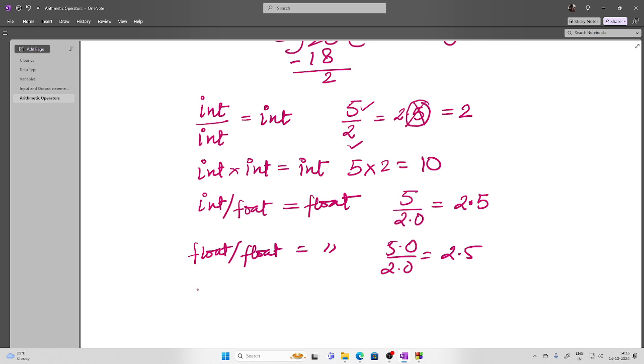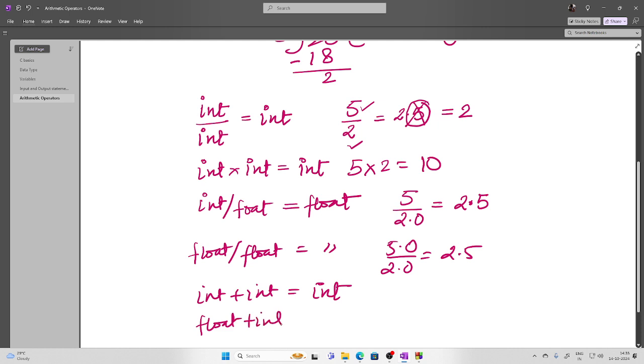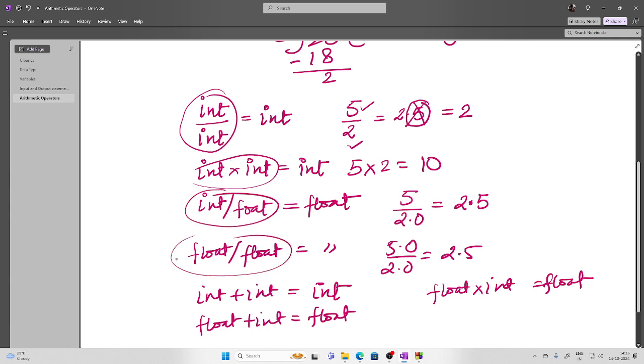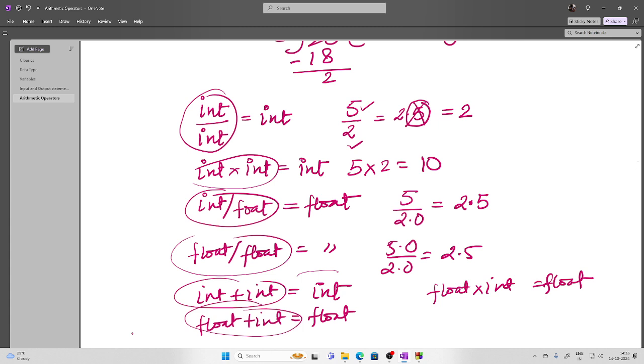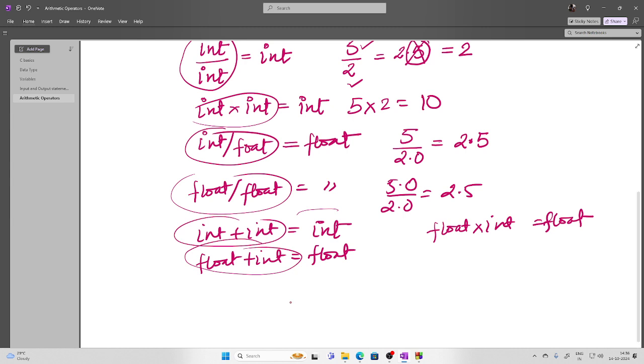If you add one integer to another integer, you will get an integer. If you add a float to an integer, you will get a float. Likewise, if you multiply a float with an integer, you will get a float. Okay, and so on. So whenever in any such operation a float comes, the output will always be a float. Whereas if two integers are added, subtracted, multiplied or divided, the result will always be an integer. So you should be very cautious while writing your equation.